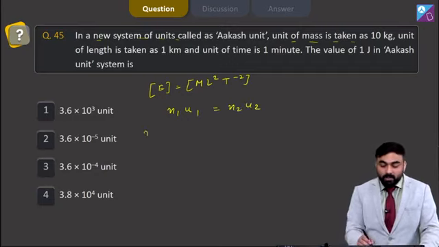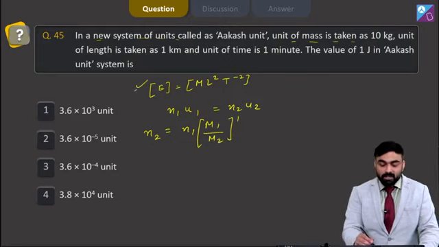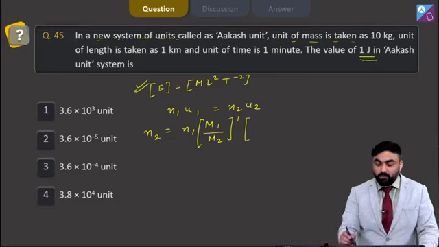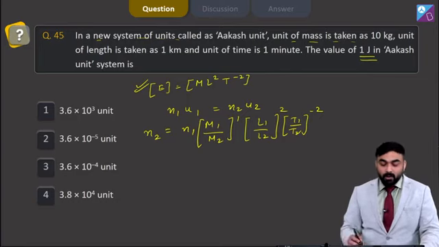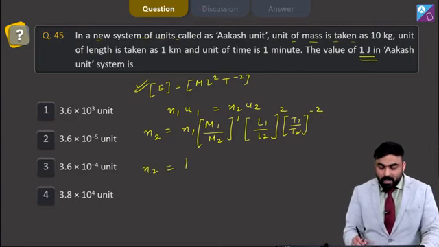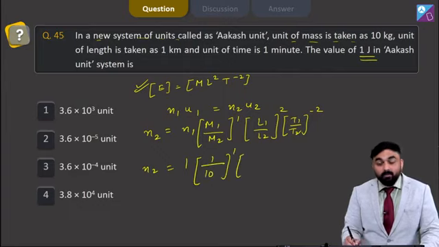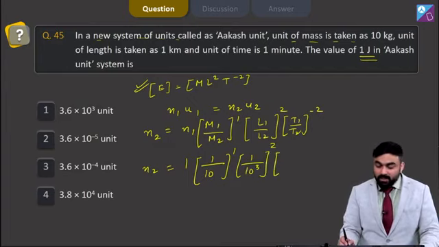and we know for unit conversion based on dimensional analysis n1 u1 is equal to n2 u2. So, from here n2 will be equal to n1 into (M1 over M2) to the power 1 based on this dimension, because it is 1 joule it is asking for, (L1 over L2) to the power 2, (T1 over T2) to the power minus 2. Okay. Now, according to the question, n1 is 1, M1 is 1 kg, M2 is 10 kg whole to the power 1, L1 is 1 meter, L2 is 10 to the power 3 meter whole to the power 2, T1 is 1 second, T2 is 60 second whole to the power minus 2.